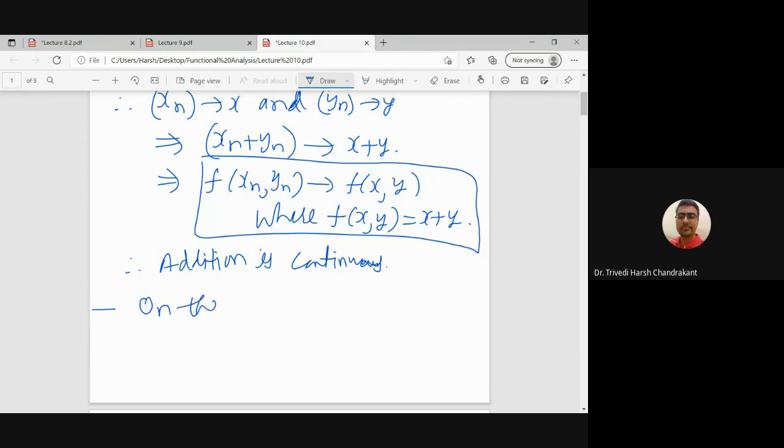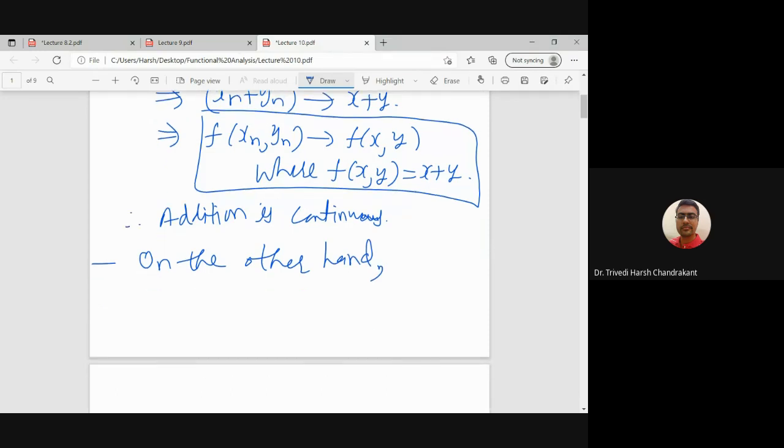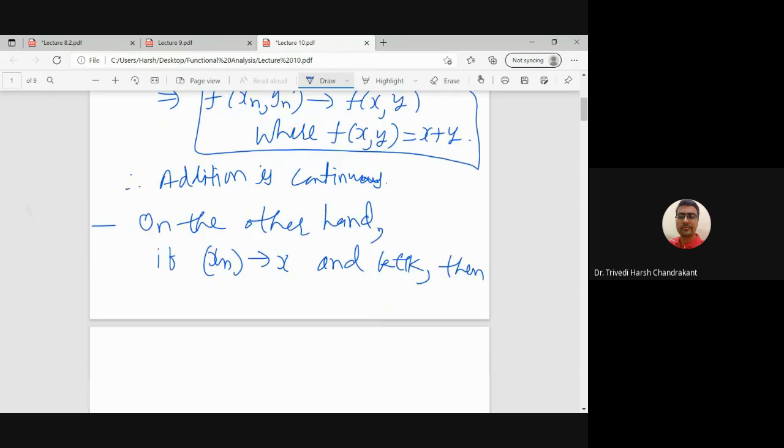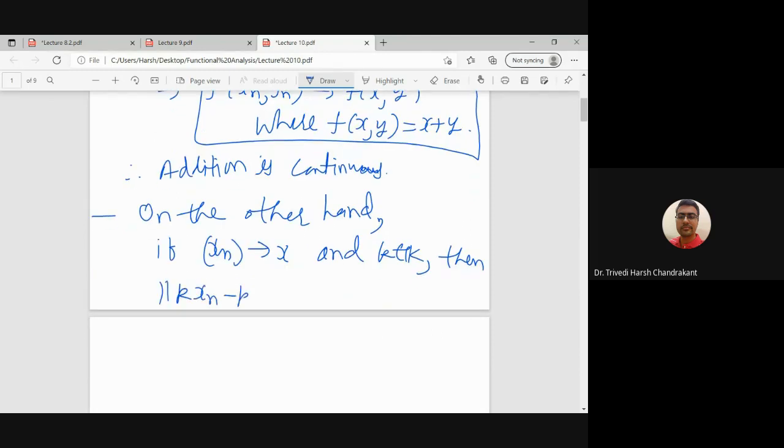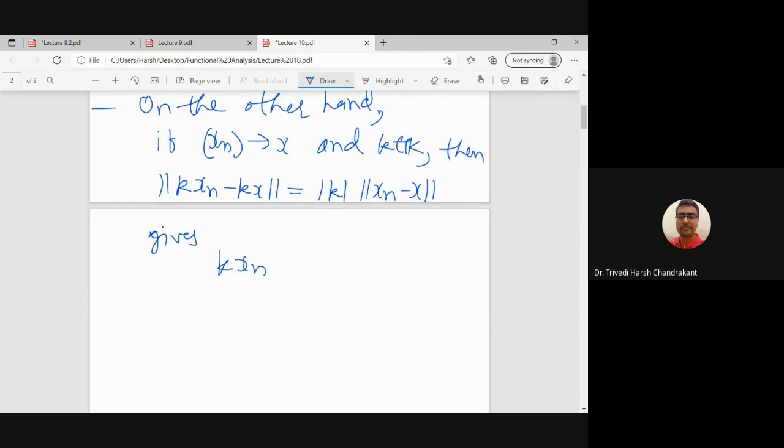So on the other hand, we know that if xn converges to x, and if we have any scalar k, then norm of kxn minus kx, which is nothing but modulus k times norm of xn minus x, gives kxn converges to kx. So therefore the scalar product in x is a continuous function.